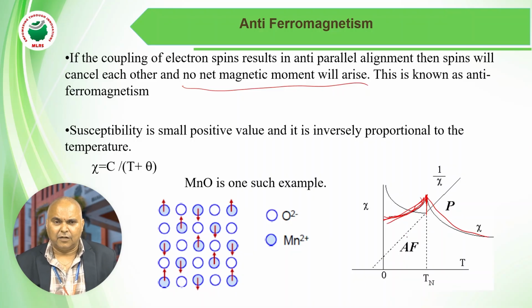So below T_N, it will be antiferromagnetic, whereas above it, it will be paramagnetic. Simple. A small increase with temperature will occur, similar to a paramagnetic material. Whereas below T_N, it will be antiferromagnetism. So these are antiferromagnetic materials.